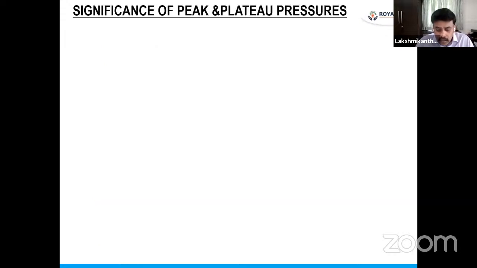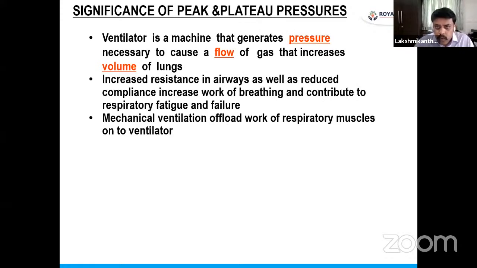So some of the basic things that I want you to be clear about before going into the ventilatory management of ARDS are the pressures, flow, and volume that we need to know in the lungs and ventilation. A ventilator, as we all know, is a machine which generates pressure necessary to cause a flow of gas that increases the volume in the lungs. So the basic thing that we need to do is to put tidal volume into the lungs, into the alveoli, so that the oxygen in the tidal volume in the alveoli gets diffused across the alveolar membrane into the arterial blood, oxygenating the blood. So that is the basic aim for us to do.